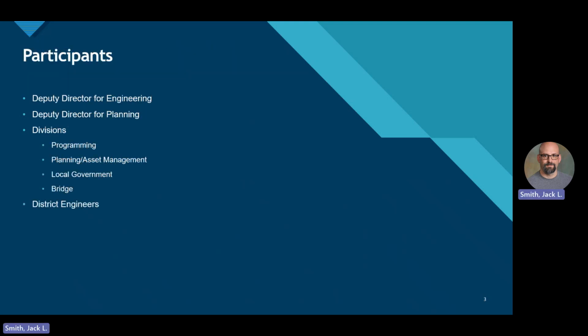The participants at the draft STIP meeting are the Deputy Director for Engineering, the Deputy Director for Planning, several divisions including Programming, Planning and Asset Management Division, Local Government Division, and Bridge Division. Additionally, the 8 district engineers are in attendance.